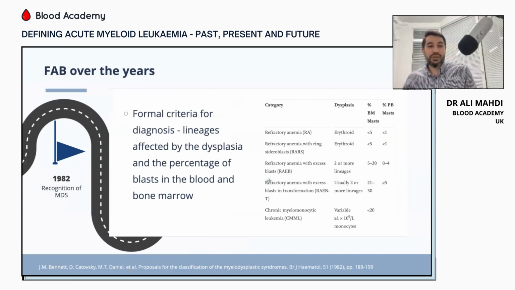Then in 1982, there was the formal recognition of myelodysplastic syndrome within the FAB classification, and they based that on the lineages that were affected, the red cells, the granulocytes, and more importantly, the percentage of blasts in the blood and bone marrow. And again, the cutoff remained for acute myeloid leukemia at 30%. So we're starting to recognize that there were other conditions that may predispose to transformation to acute myeloid leukemia, a so-called precursor state to AML.